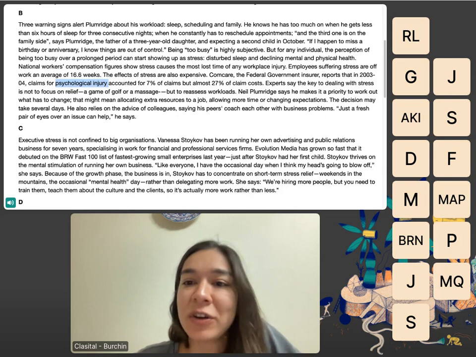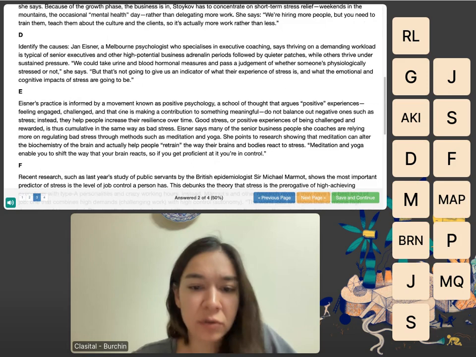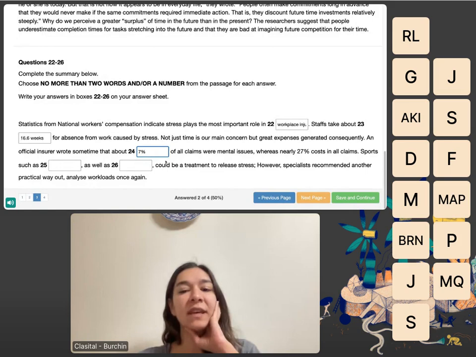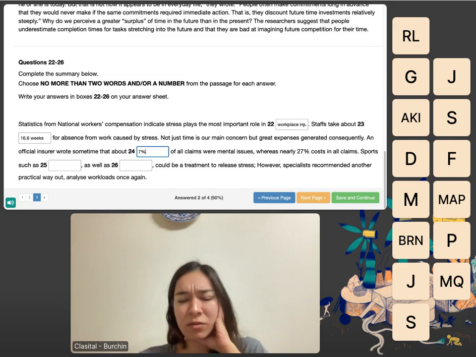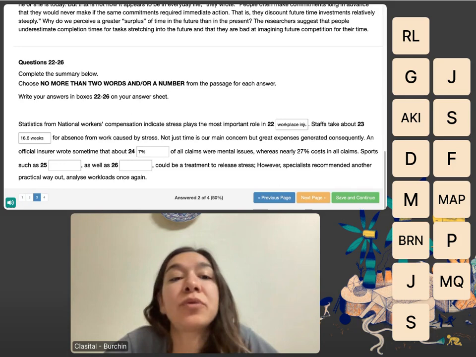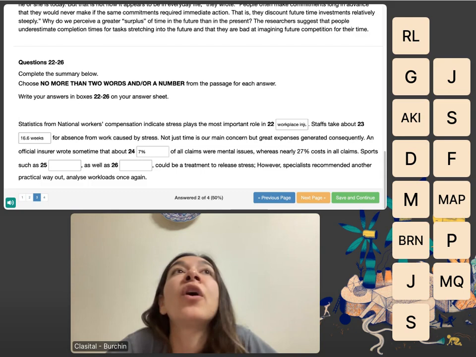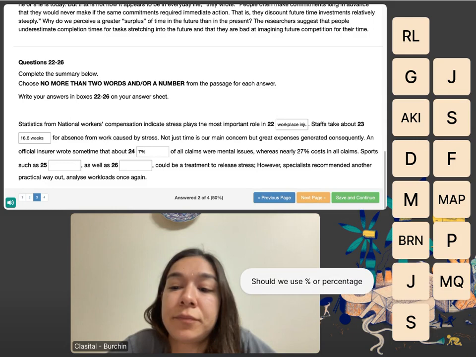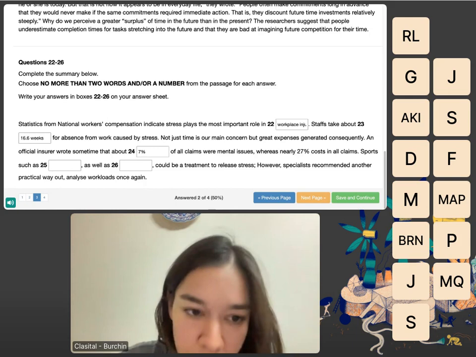Very good. Do I have percent in my question? No, so I should put it. 7%, because I can't put here 7. 7% of all claims were mental issues, whereas nearly 27%. I don't think so. If the question requires you to put a percentage sign, you should put a percentage sign. If the question requires you to put the euro sign, you should put it. You can write both of them. They are both acceptable.